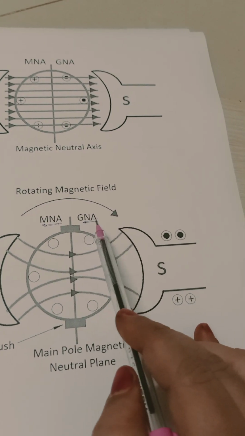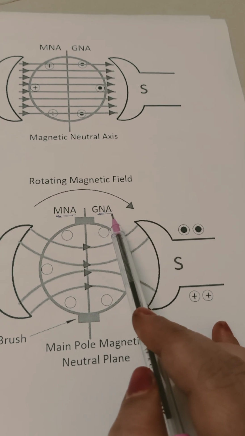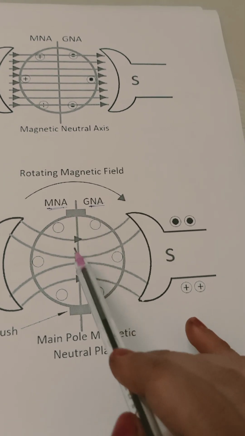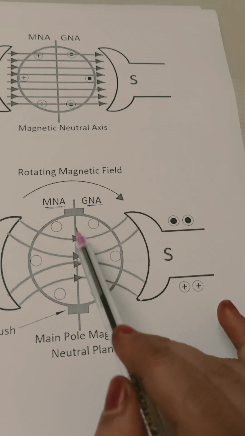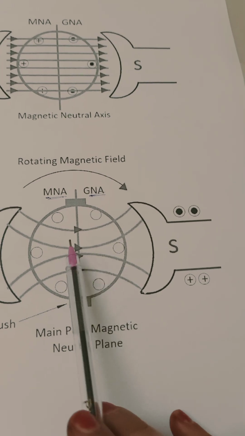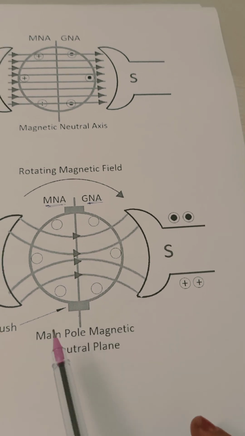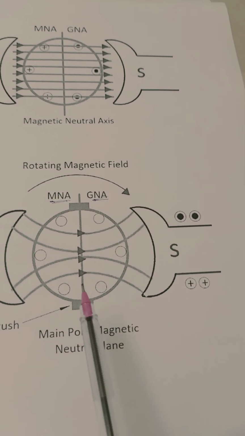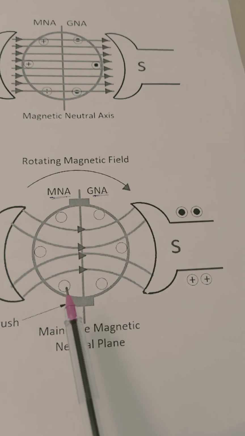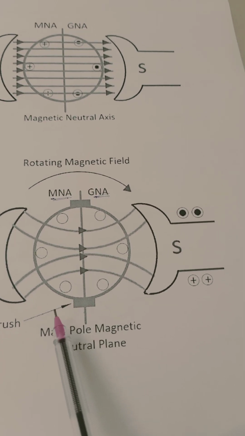Coming to the geometrical neutral axis. Geometrical neutral axis is perpendicular to the stator field axis. In this case, both the magnetic neutral axis and the geometrical neutral axis will be coinciding. And the distribution of flux is uniform along the magnetic axis. As I have told you, the brushes and the commutators are placed in the magnetic neutral axis. This axis is also called the axis of commutation.